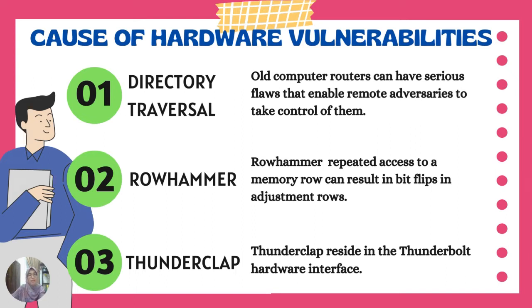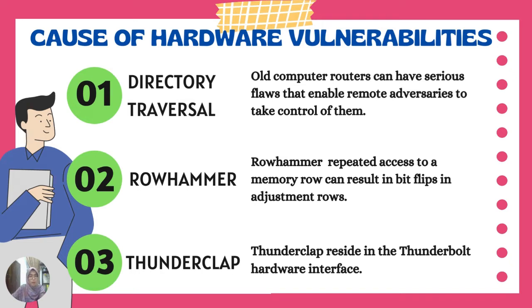So in the first place, here we have directory traversal. Do you know where directory traversal comes from? Directory traversal comes from old computer routers, which can have serious flaws that enable remote adversaries to take control of them. It is aimed mainly at small offices or home offices. These old routers, especially those manufactured in 2011 and earlier, can have serious vulnerabilities.